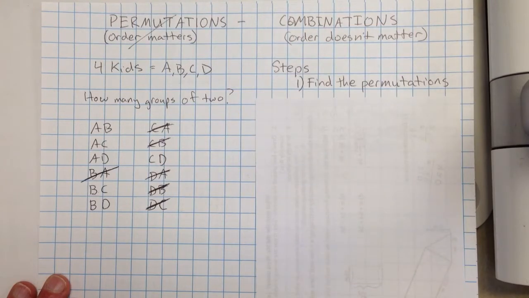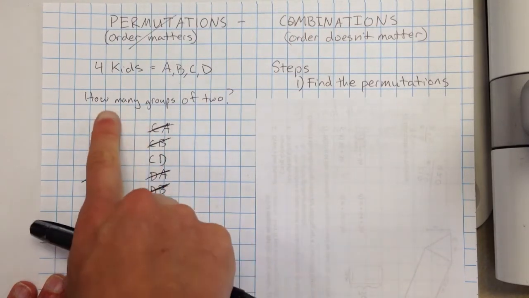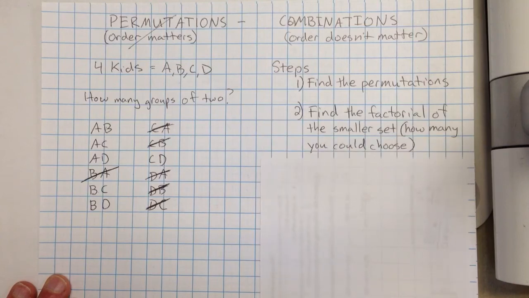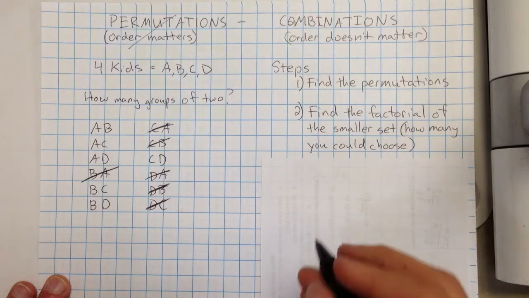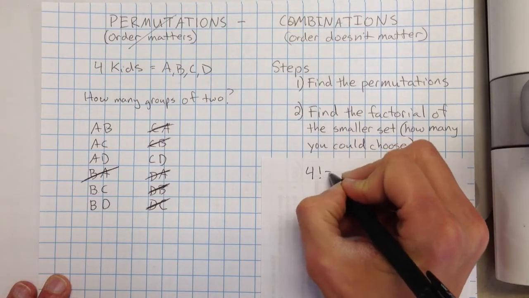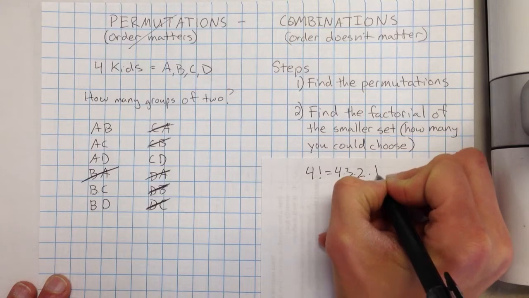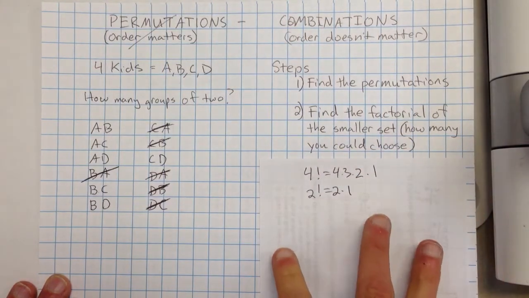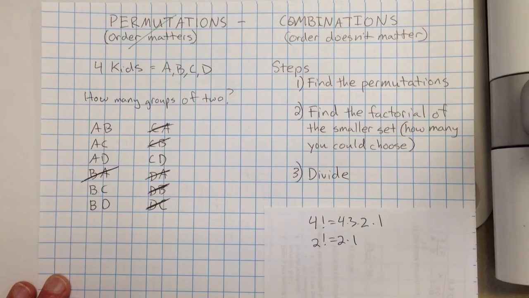So the first step you're going to do is find the permutation. So it would be the same thing as we would have over here. Okay, the second, and I'll go over these a little bit more in depth, is going to be to find the factorial of the smaller set. Remember, factorial is that exclamation point that just means we're multiplying it by subtracting 1 and multiplying it down. So 4 factorial is 4 times 3 times 2 times 1. 2 factorial will just be 2 times 1, and so on. And then finally, there's some division that's going to take place.